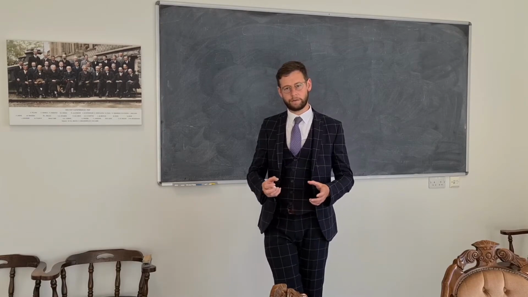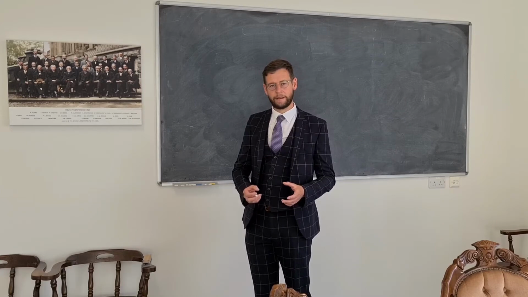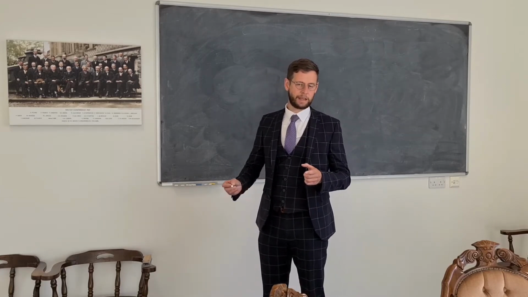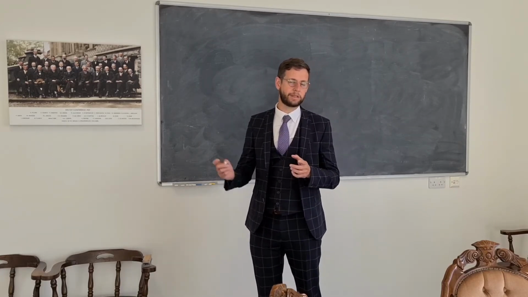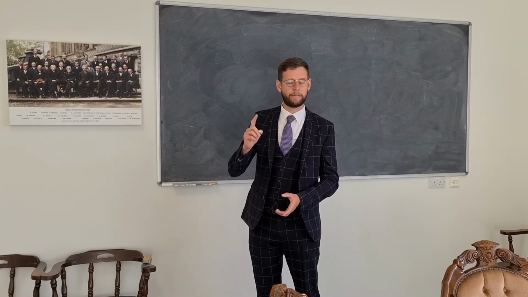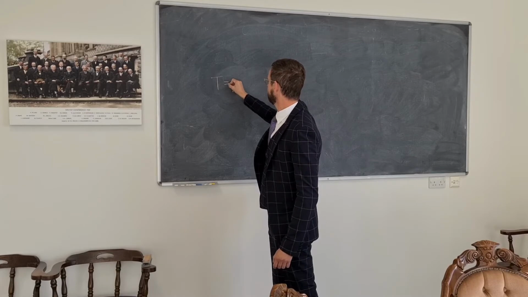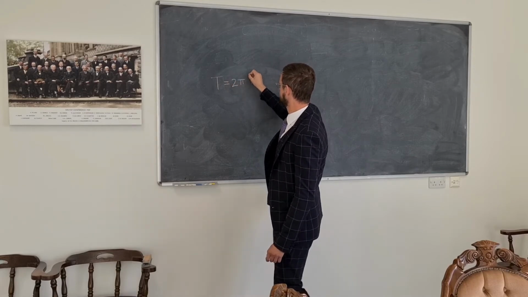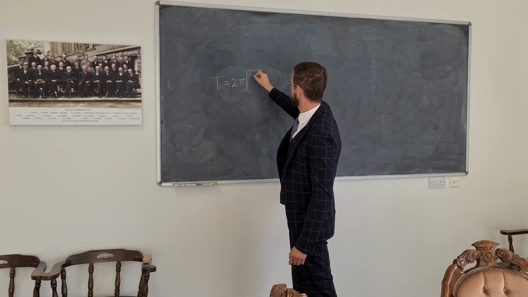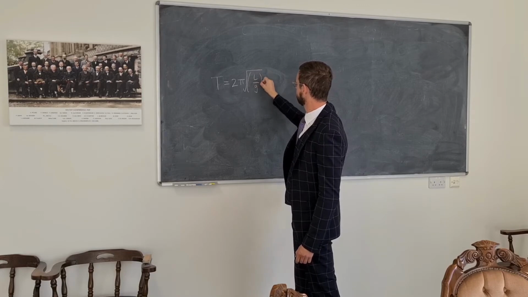And so let's look at a formula as an example. The formula that links the time period T of a pendulum swinging to the length of the pendulum L: T is equal to 2 pi square root of L over g.